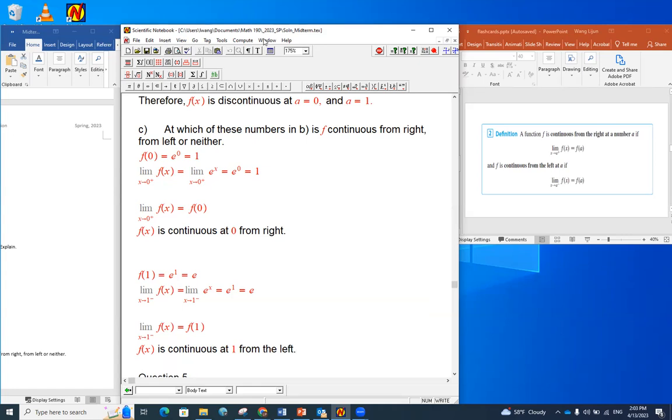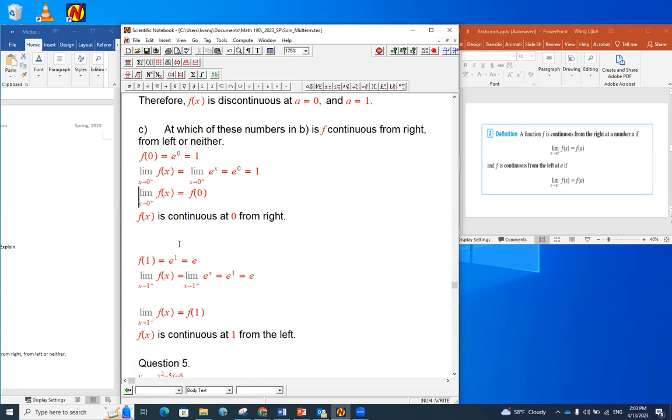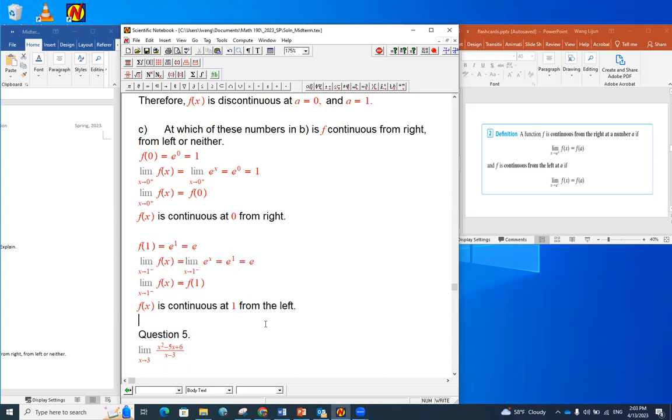Okay, so this is one piece, right? This is the why, the work we've done, we quoted. And then we quote the definition. And the second piece is that we just take the work we've done, quote the definition and draw the conclusion that f is continuous at 0 from right, continuous at 1 from left. Okay, just by definition.